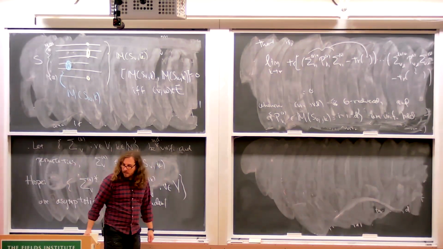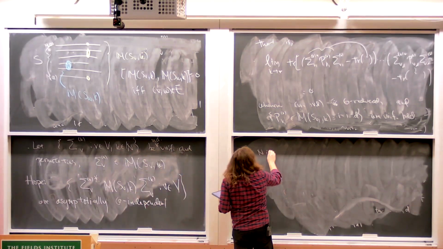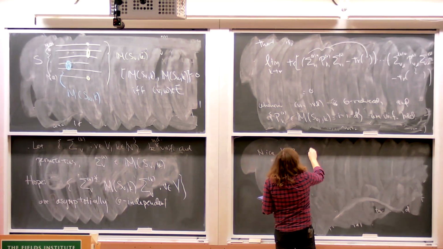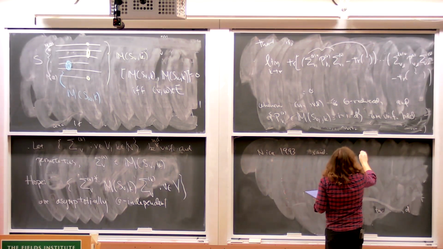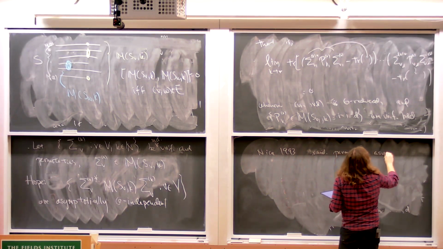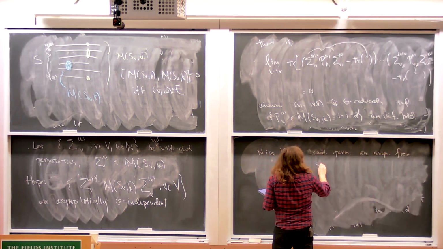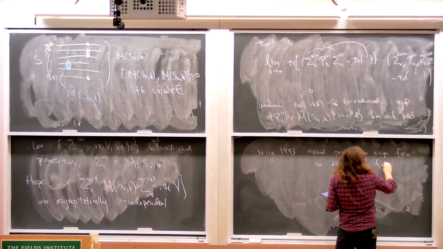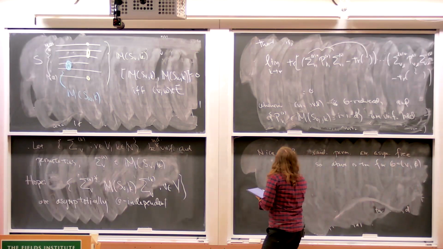So first, let me mention a result due to Nica from '93, which is that random permutations are asymptotically free. So the above is true for G, the graph with no edges.